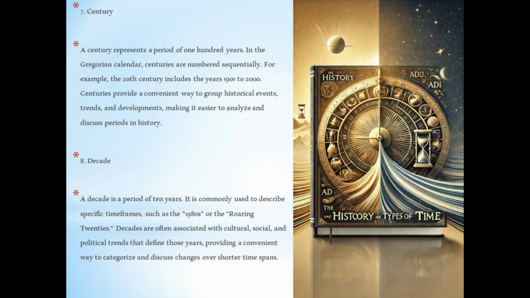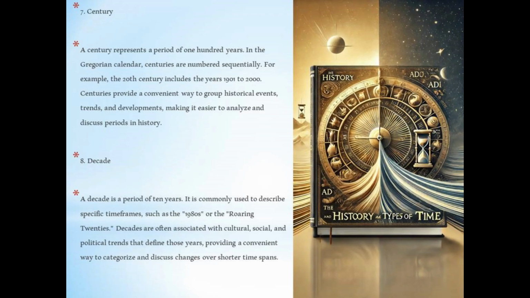Number 7, Century. A century represents a period of 100 years. In the Gregorian calendar, centuries are numbered sequentially. For example, the 20th century includes the years 1901 to 2000. Centuries provide a convenient way to group historical events, trends, and developments, making it easier to analyze and discuss periods in history.